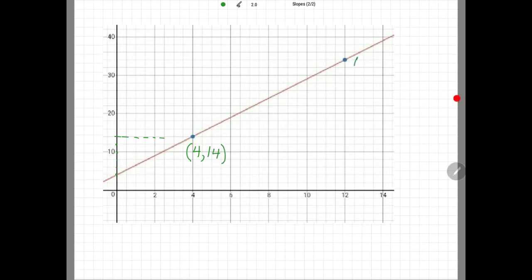Over here, x is 12. That's pretty easy to see. It's right on the 12. And we need to figure out what y is, so that's over here. So that's going to be 30. We know these are 2s, so that's 34. So that's 34 right there.